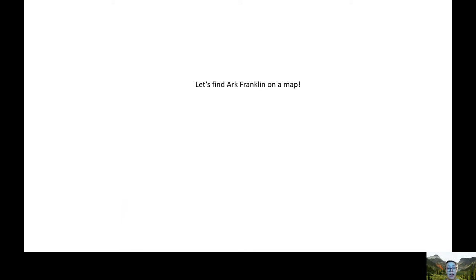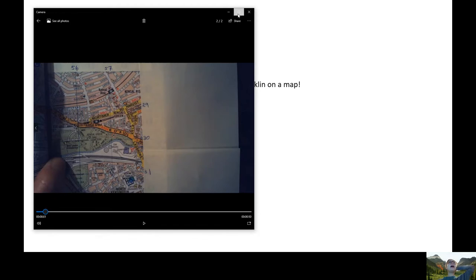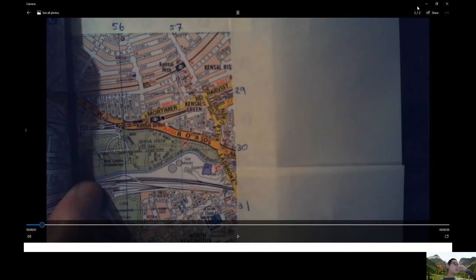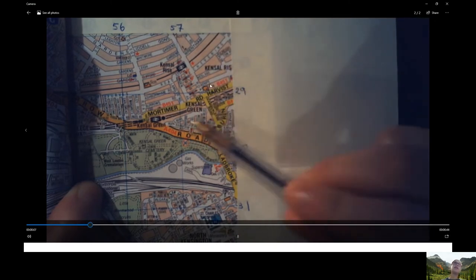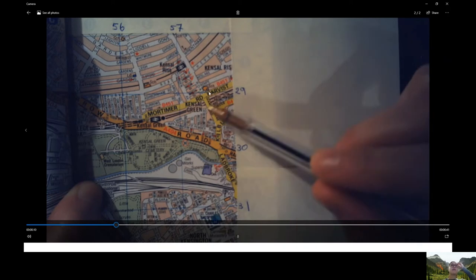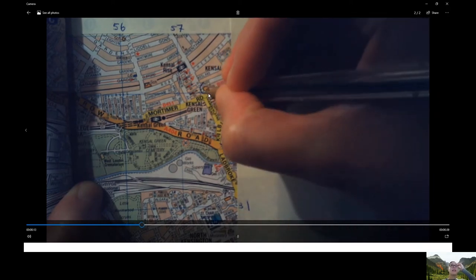Okay, now we know how to find six-figure grid references, let's find Arc Franklin on a map. So I've picked an A to Z map, which is the map of London. And I found Arc Franklin, which is here, and I have put on my two-figure grid references on the X and Y axis. And we're going to find the six-figure grid reference. So the first thing we do is find out where Arc Franklin is. Well, there's Harvest Road, and we know that Arc Franklin is on the corner of Harvest Road. There's Kensal Green, and there is Arc Franklin.